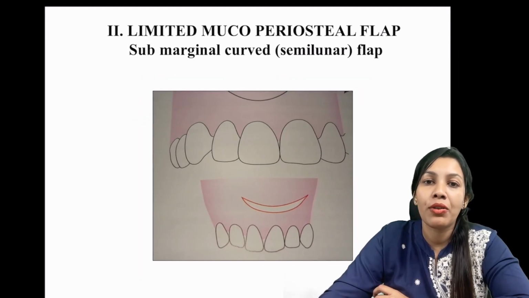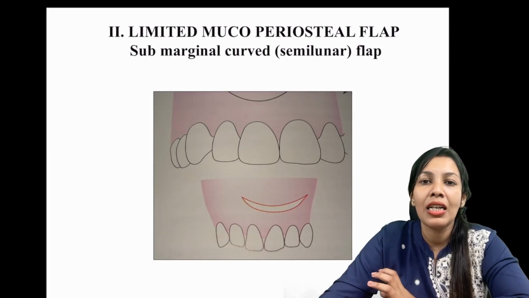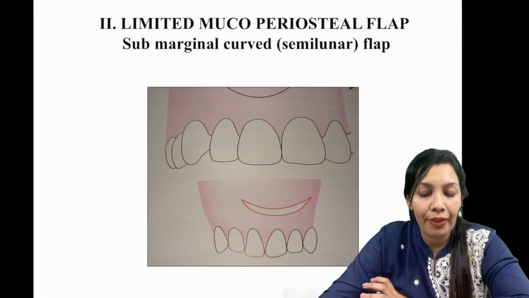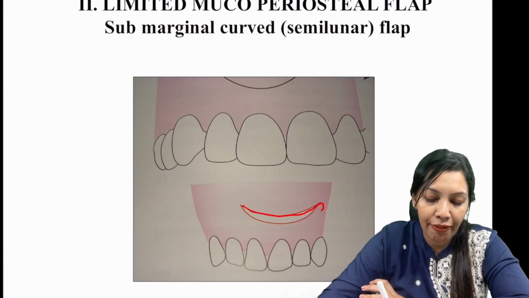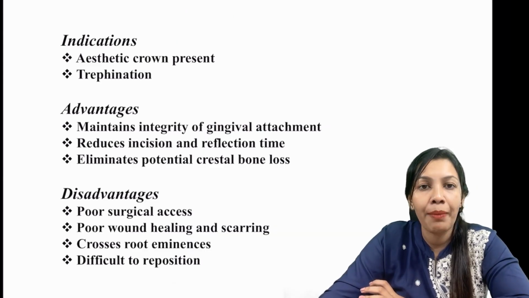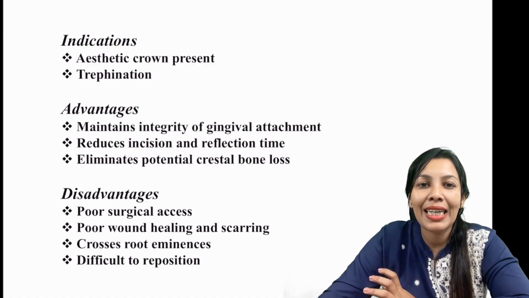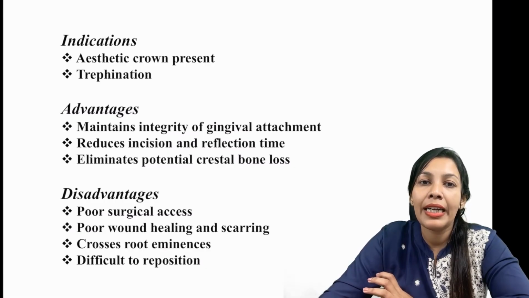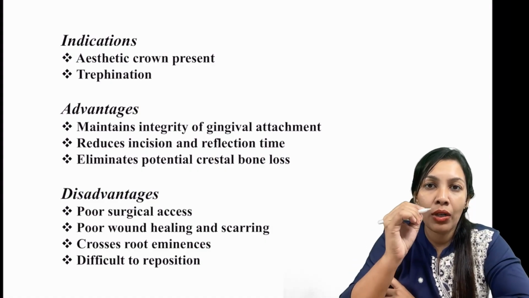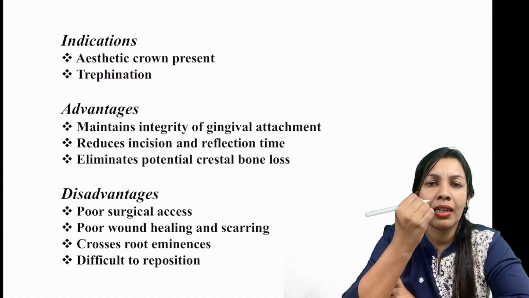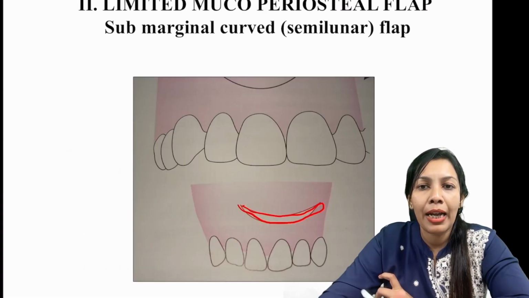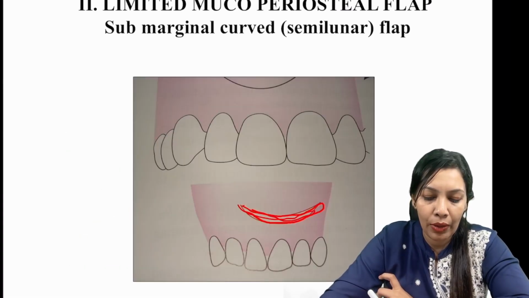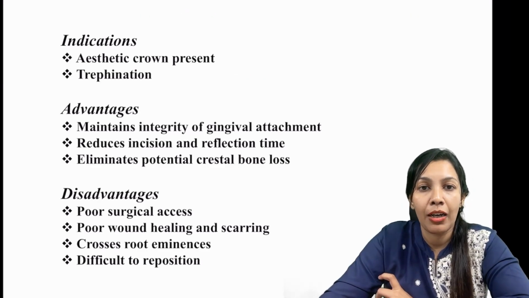Limited mucoperiosteal flap, that is a submarginal or semilunar flap. As you can see, it is like a half moon structure. It is one of the most aesthetic incisions, where it can be done in the aesthetic crown area. In trephination cases, where we have to put a hole on the cortical plane, just a small flap can be reflected like this, and there we can put the bur mark.